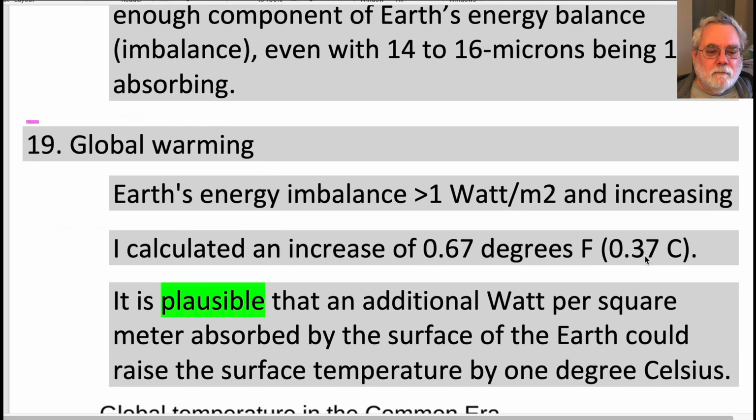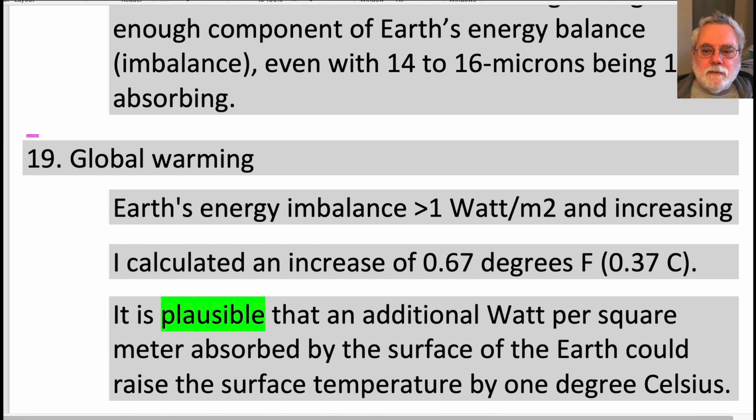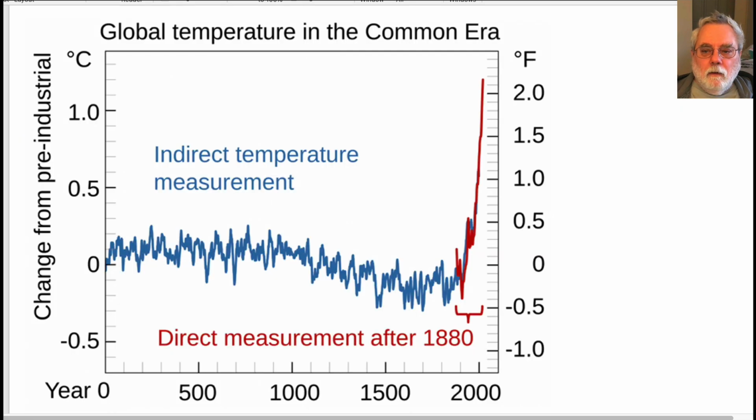Nevertheless, it is plausible that an additional watt per square meter absorbed by the surface of the Earth could raise the surface temperature by 1 degree Celsius. Earth's average surface temperature has increased by around 2 degrees Fahrenheit, or more than 1 degree Celsius, in recent decades.